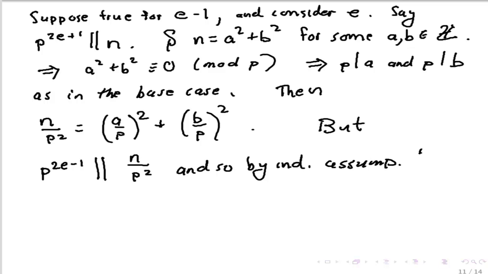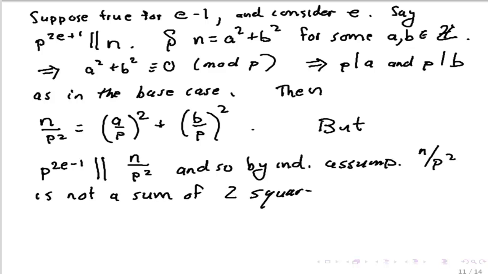this number is not a sum of two squares. Contradicting this equation right here. QED. Okay, so we've shown that if a number is a sum of two squares, it can't have a bad prime occurring to an odd multiplicity.